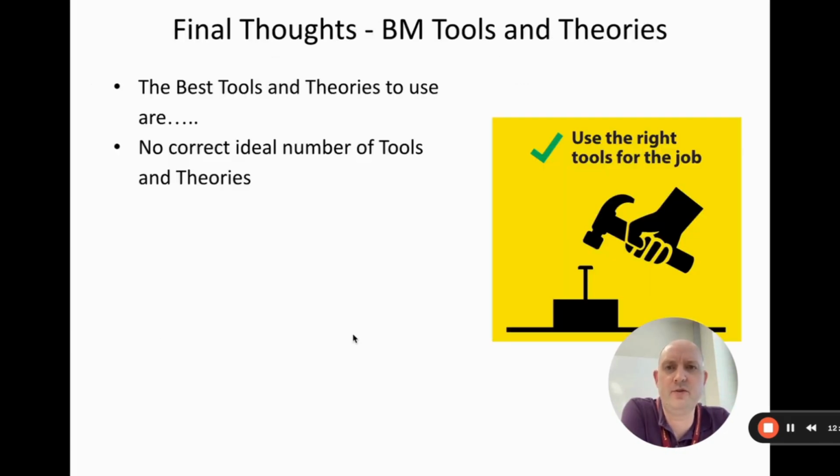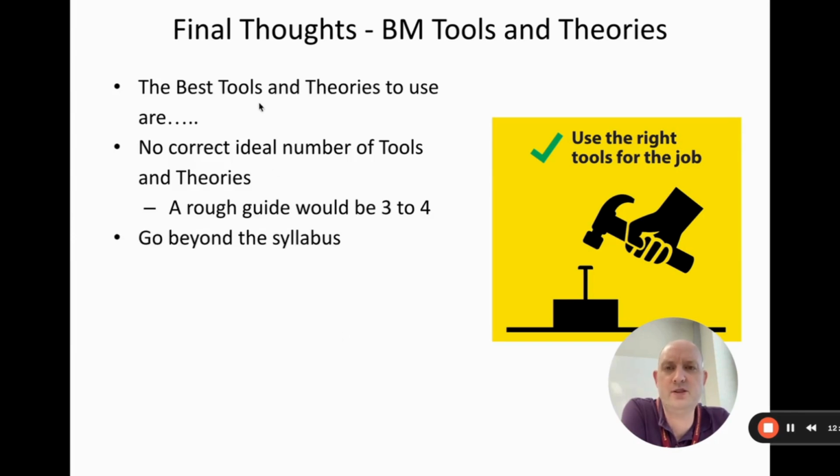Okay, so some final thoughts. Overall, the best tools and theories to use are the ones that help you answer the research question. So use the right tools for the job. There's no ideal number of tools and theories. I get asked this a lot. How many tools or theories should I have? As many as you need, basically.